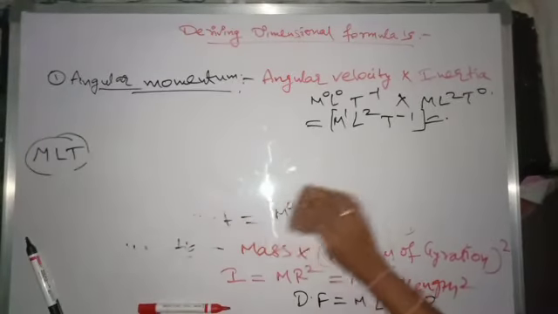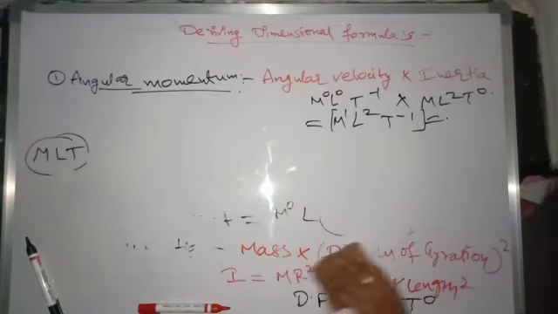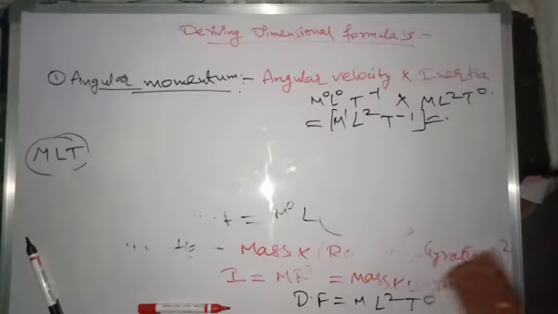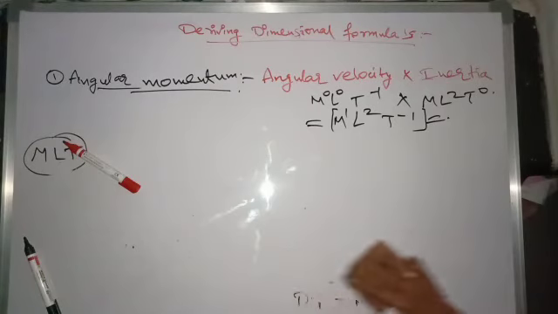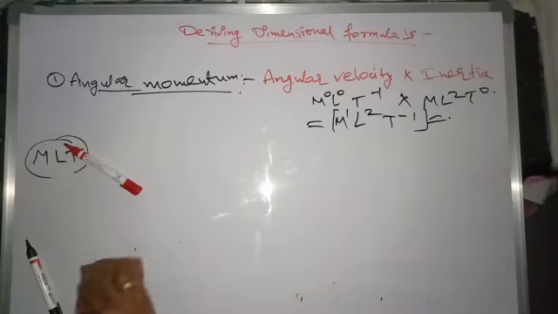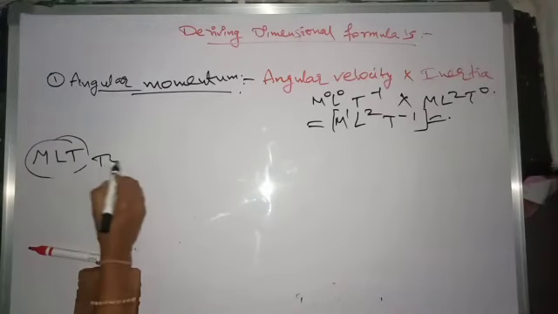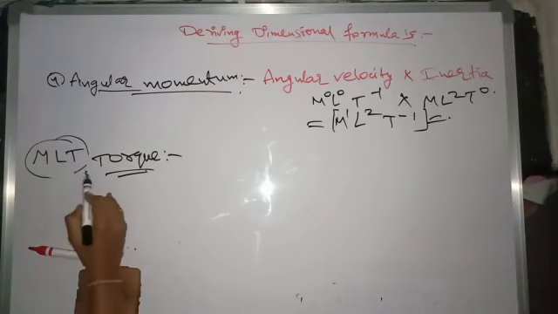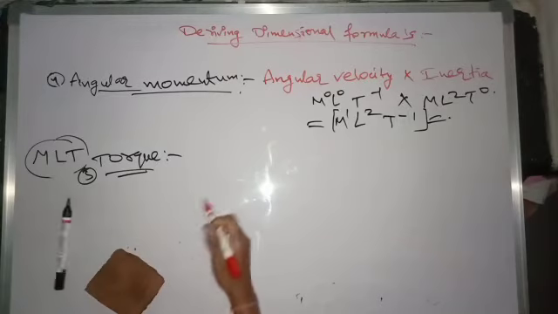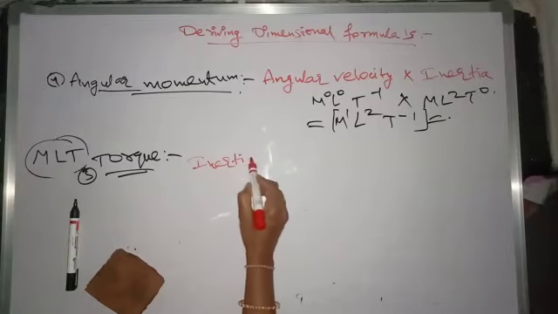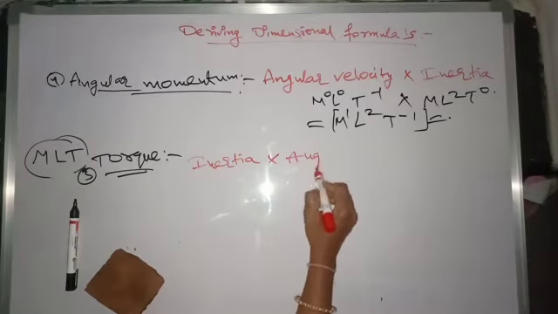Next, after angular momentum, linear momentum, I think it's over. Okay, we will go for the next one. Torque. Torque is equal to moment of inertia into angular acceleration. This is number 4, torque is number 5. So what is torque? Moment of inertia into angular acceleration.